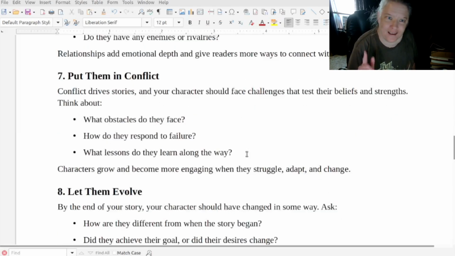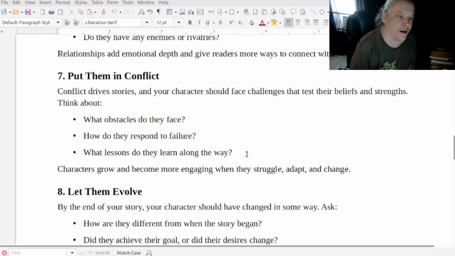Number 7, remember the conflict. Put your character in some conflict. Conflict drives stories. It can be internal conflict or external, right? They can be wrestling with themselves, or they can be wrestling with an outside force. Or some authors are very good at doing both. Your character is wrestling with themselves and an external force.